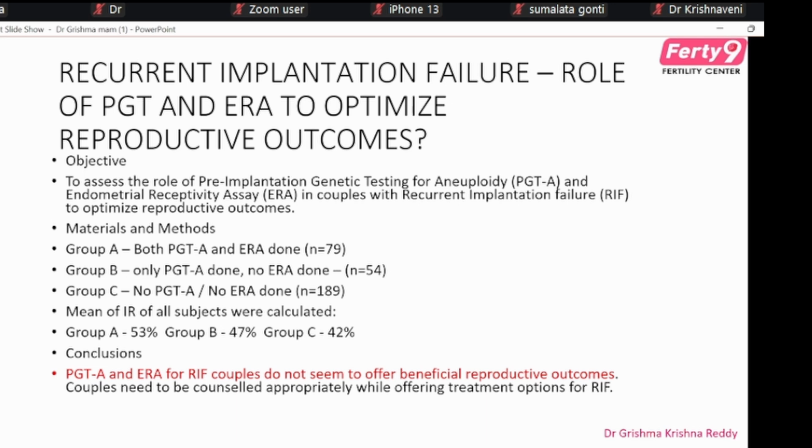Even though they did both in group A, the implantation rate was 53%. Only if PGTA was done, it was 47%. Without doing anything, the implantation rate was around 42%. So PGTA and ERA for RIF do not seem to offer beneficial reproductive outcomes.